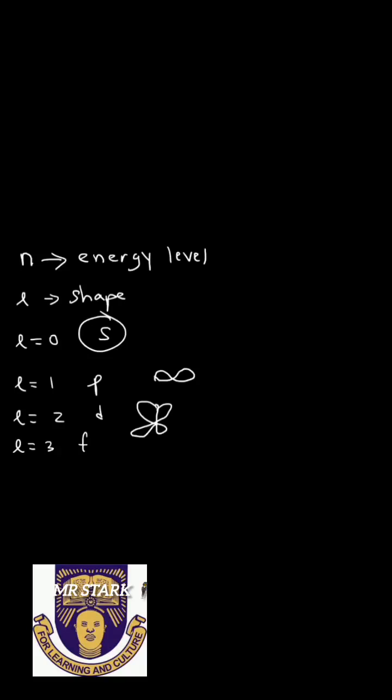l describes the shape of the orbital, and n, the principal quantum number, describes the size and the energy level of that orbital. By the way, l also corresponds to the sublevel. It describes the shape of the orbital, but you can also think of it as the sublevel.